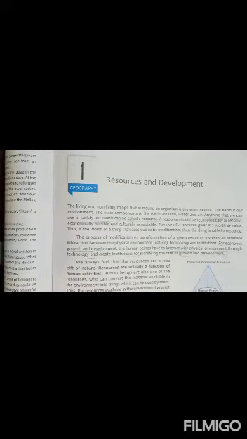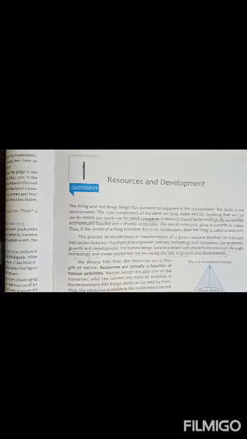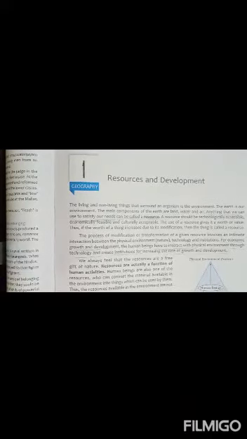Now, one important characteristic that a resource must have. What is this? A resource should be technologically accessible, economically feasible, and culturally acceptable. If a resource possesses these three important features, then we use that resource for our development.